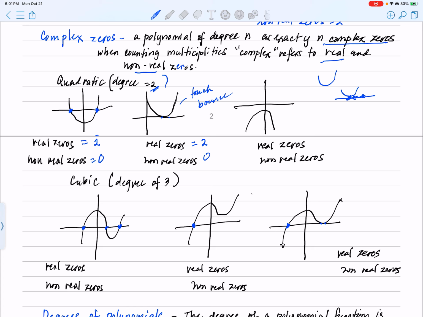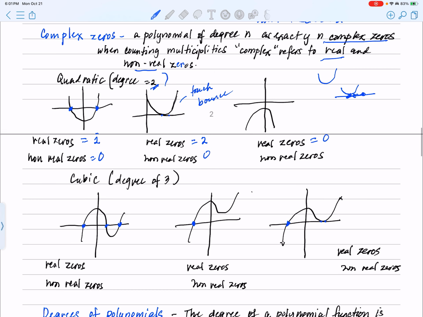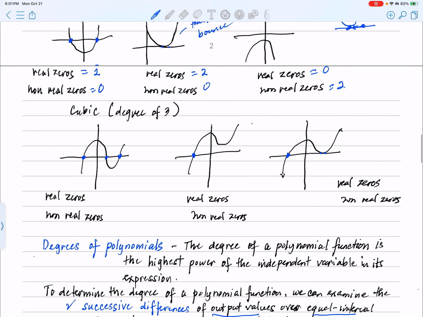Next, about this. It did not hit the x-axis. Nothing. So that means the real zeros is 0. It's quadratic, so the non-real would be 2. 0 plus 2 equates to the degree. Cubic, that's the degree of 3.